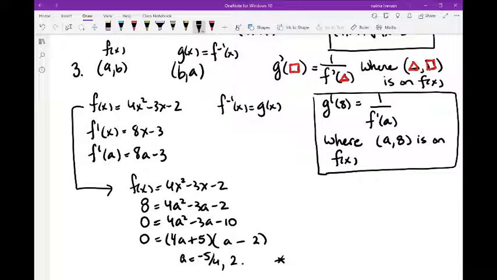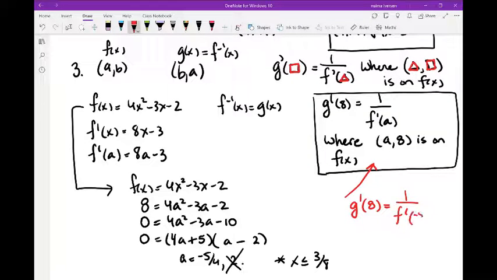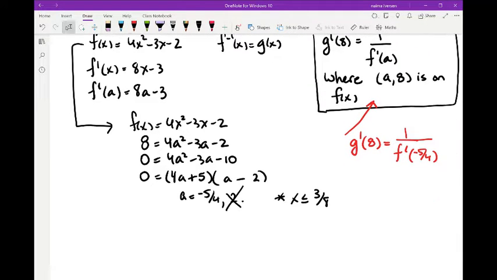In the question, it says that a, or x anyway, all of our x values have to be less than or equal to 3 over 8. So I can't take that one. It's sort of narrowing it down for me. So by using this little information, g prime of 8 is now going to equal 1 over f prime of negative 5 over 4. And so what I have to do is find f prime of negative 5 over 4.